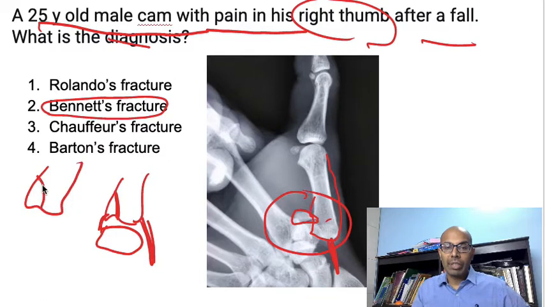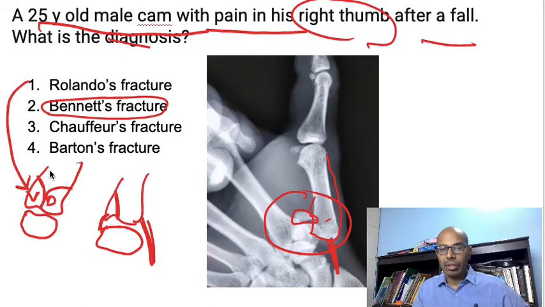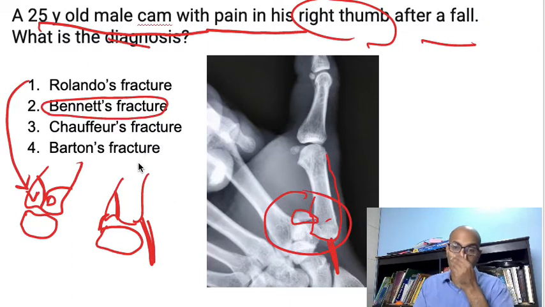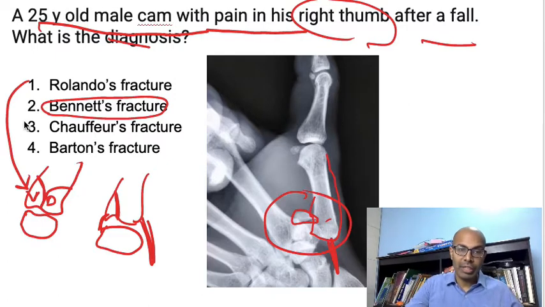It does not get subluxated because it is fractured equally on both sides, the volar side and the dorsal side as well, and therefore it is intra-articularly fractured and remains in place. So this is called Rolando's fracture. What is Chauffeur's fracture? All of you know what a Chauffeur's fracture is. Distal radius styloid fracture. Radial styloid fracture is called Chauffeur's fracture, and Barton's fracture is an intra-articular distal radius fracture with subluxation. I will show you some images in the slides coming up.